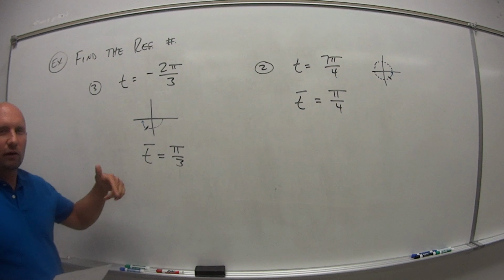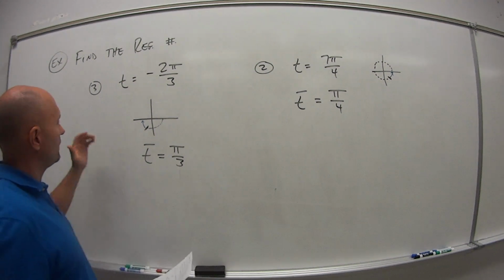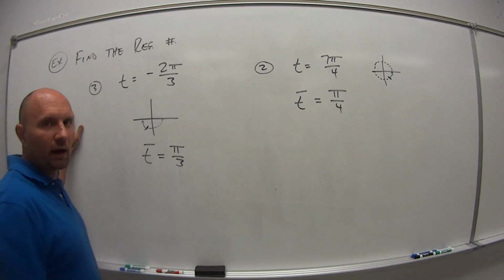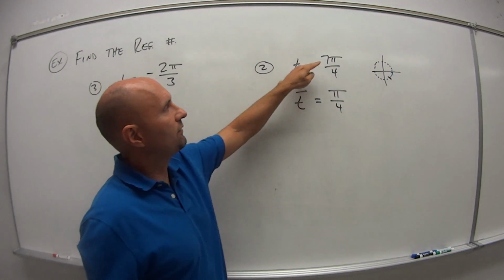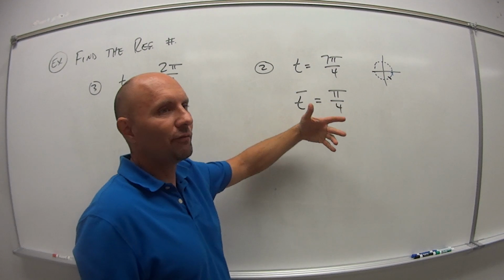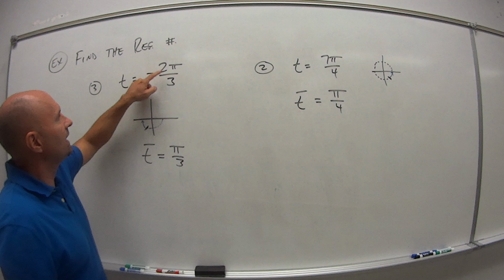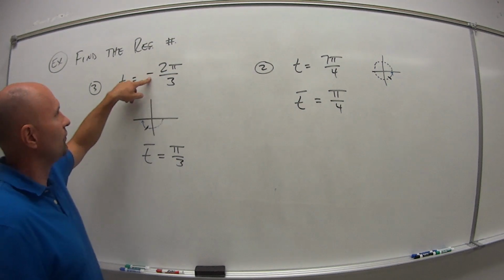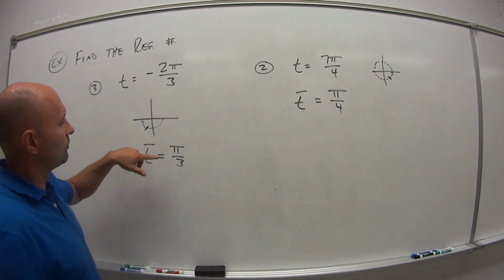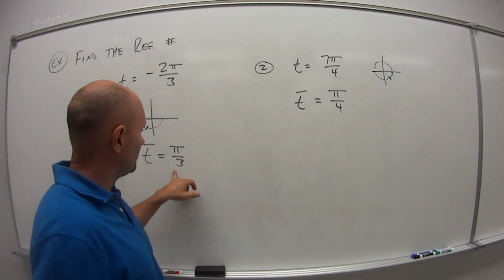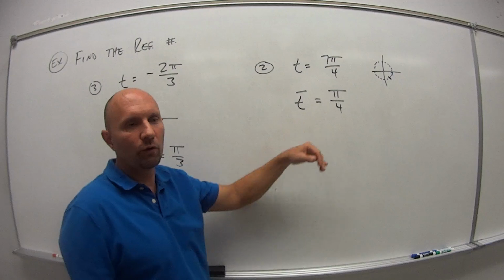So hopefully you're starting to notice a pattern here, which is what? When we had 5 pi over 6, our reference number was pi over 6. When we had 7 pi over 4, our reference number was what? Pi over 4. When we had negative 2 pi over 3, so even though it was negative, our reference number was what? It was still pi over 3. So if we're talking thirds, it's thirds. If it's fourths, it's fourths, and so on.